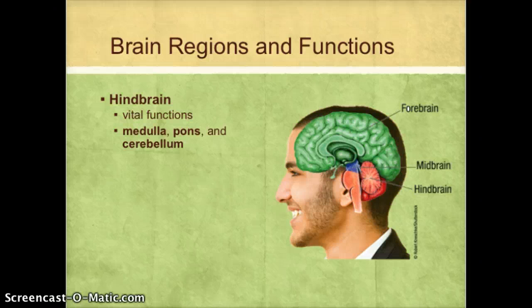The hindbrain is made up of three key structures: the medulla, the pons, and the cerebellum. These three structures together are our vital life support function center of the brain. Without these particular structures, we wouldn't be able to breathe and have our heartbeat and those sorts of things.